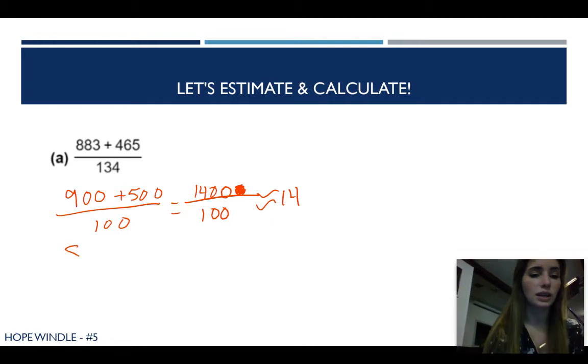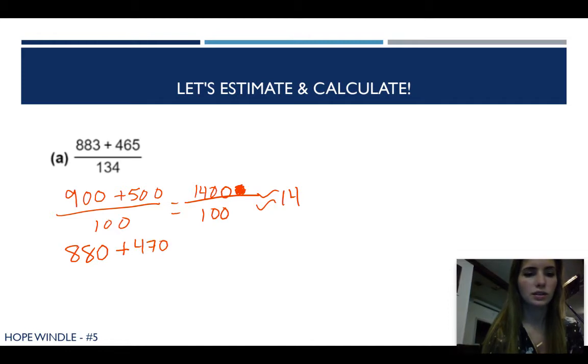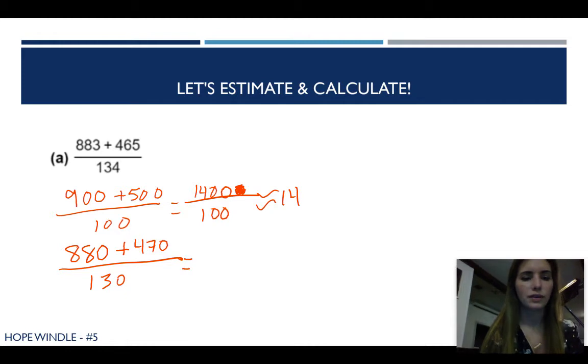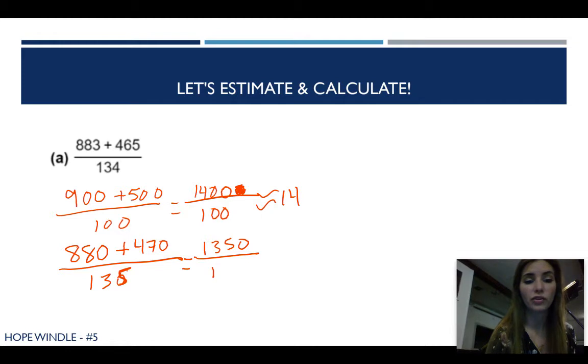Or we could say 880 plus 470 over 130. And that would give us, or you know what, I would actually round it to 135 just because I see that this is an even number here. And that would give us about 10.